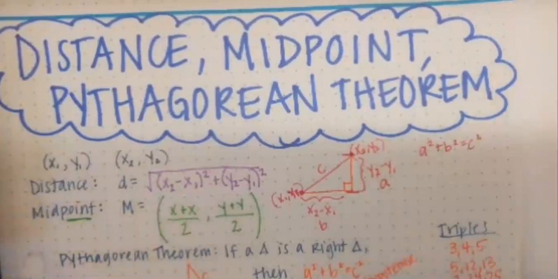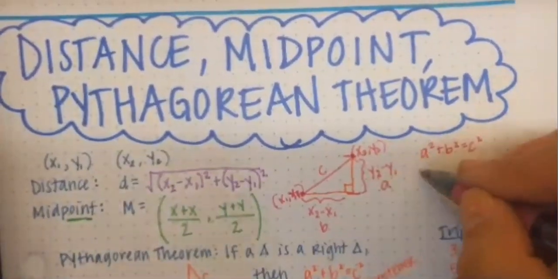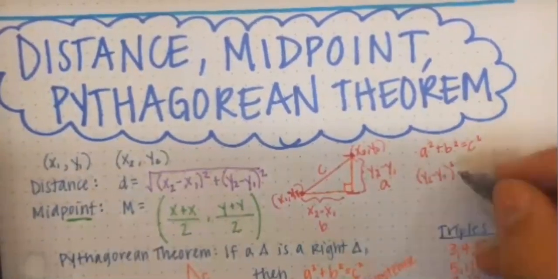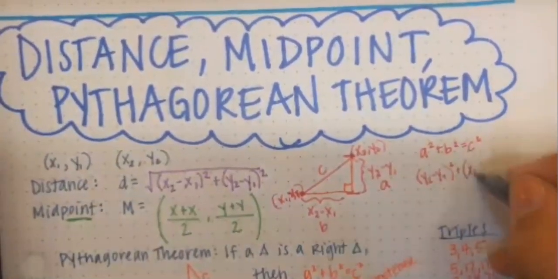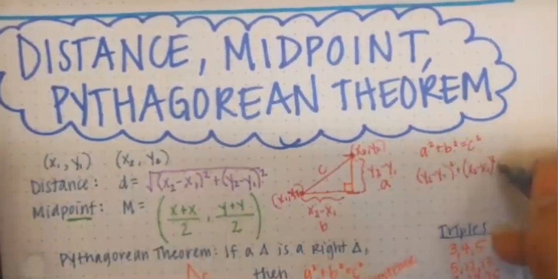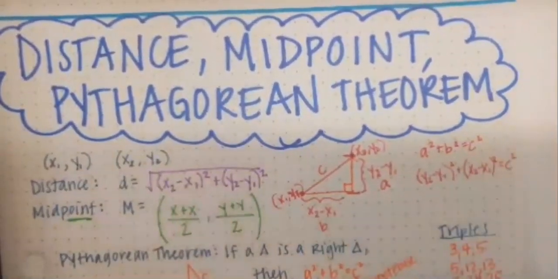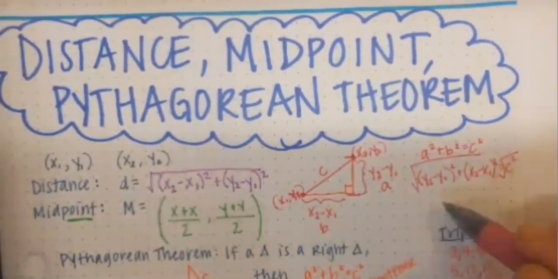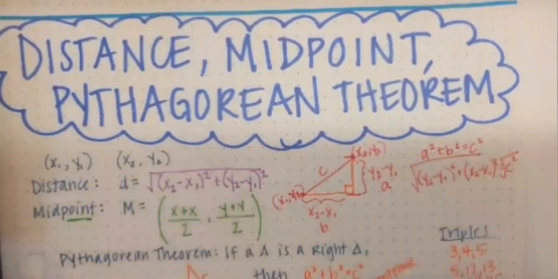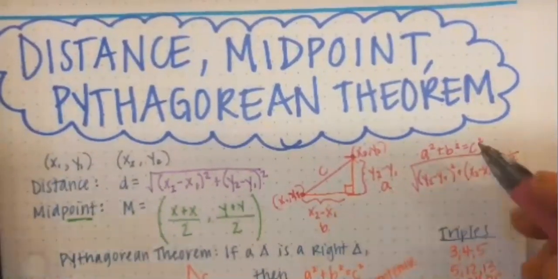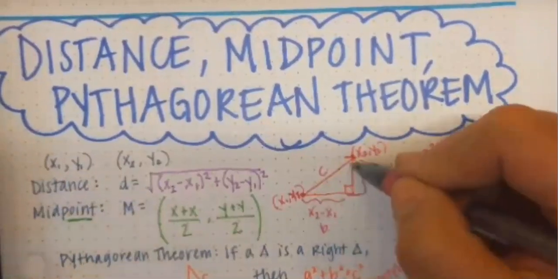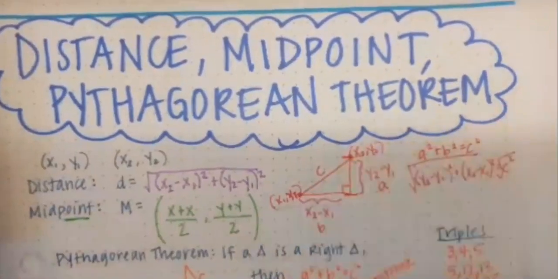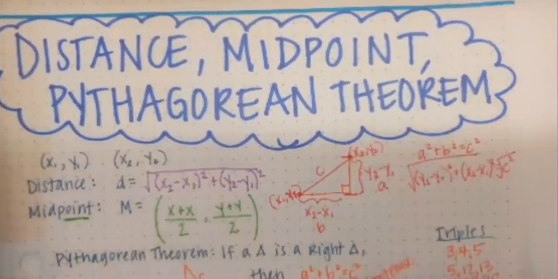Because A is y2 minus y1, I can say that that's a squared, and then my b squared is x2 minus x1. That has to equal c squared, right? Well, to get c by itself, we square root both sides, and voila, there's my distance formula. So instead of actually plugging all of that in, I can just draw this triangle, and I can count how tall this is, I can count how wide this is, and then plug that into the Pythagorean theorem. So we'll practice that in just a second.